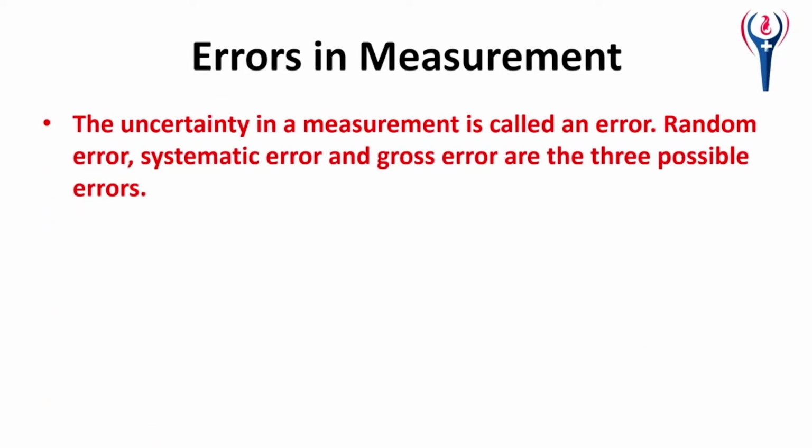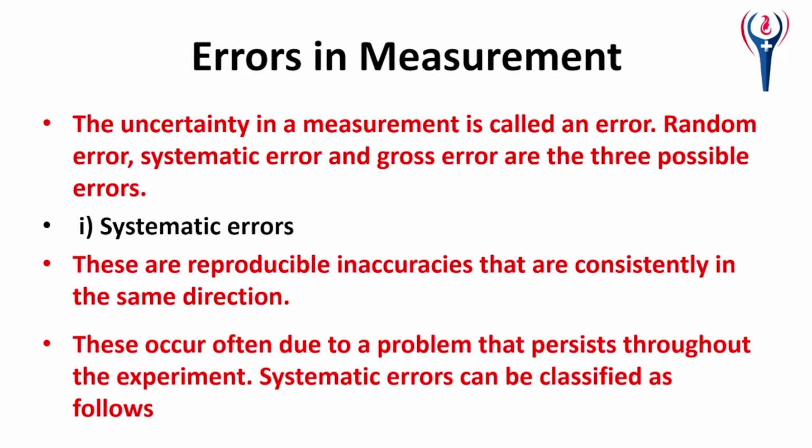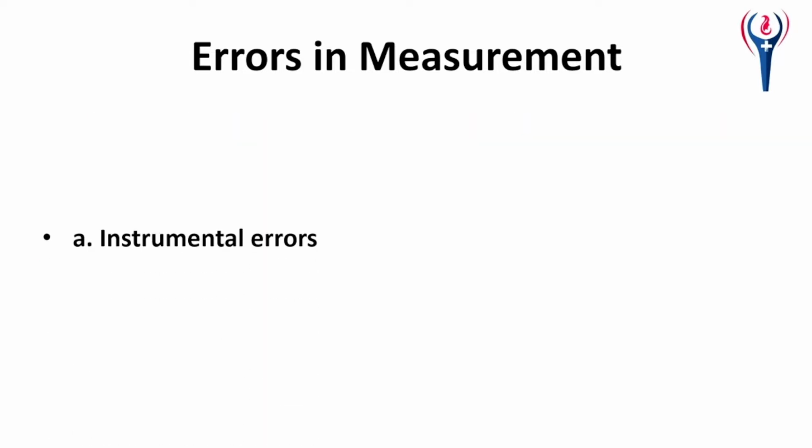Errors in measurement. Uncertainty in measurement is called an error. Random error, systematic error, gross error are the three possible errors. First one, systematic errors. These are reproducible inaccuracies that are consistently in the same direction. That is called systematic errors. These occur often due to problems that persist throughout the experiment.